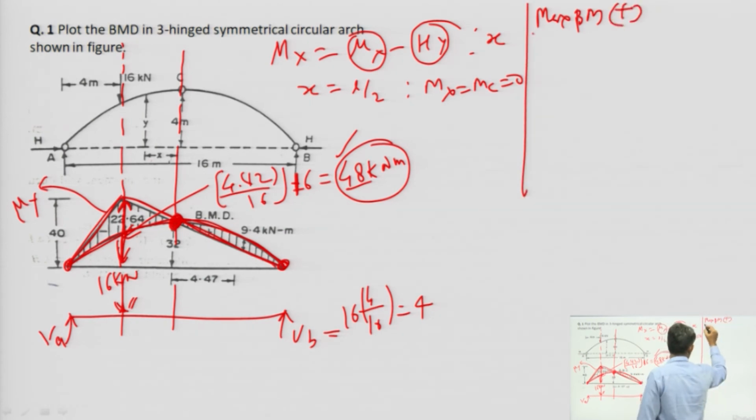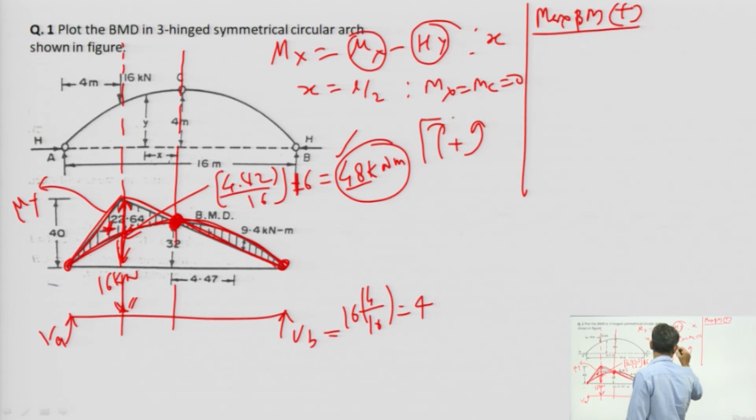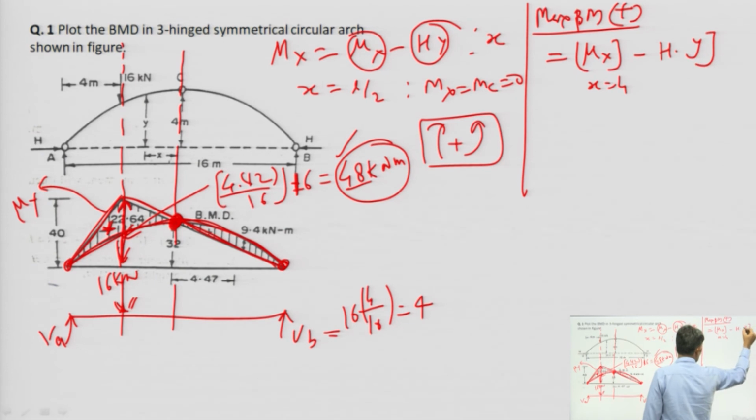Okay. So, positive bending moment. If I am taking sagging moment as positive, then what will be the maximum bending moment? It will be Mu x at x equal to 4, minus H into y at x equal to 4. We need to calculate the value of H.